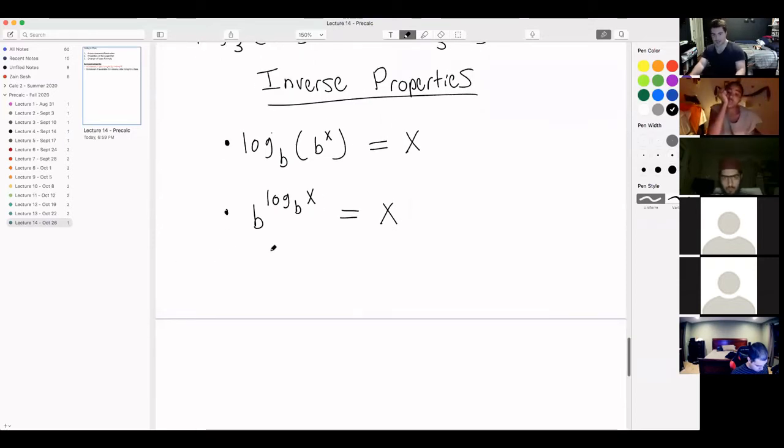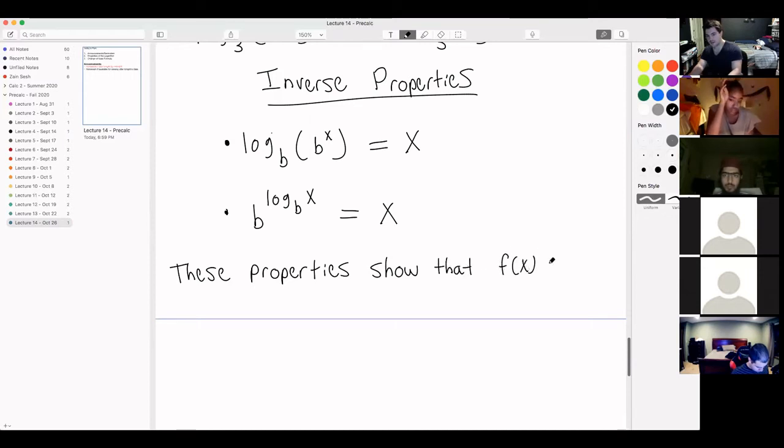Okay, good. And now let me just write what I'm saying here. So these properties show that f of x equals log base b of x and g of x equals b to the x are inverses of one another.